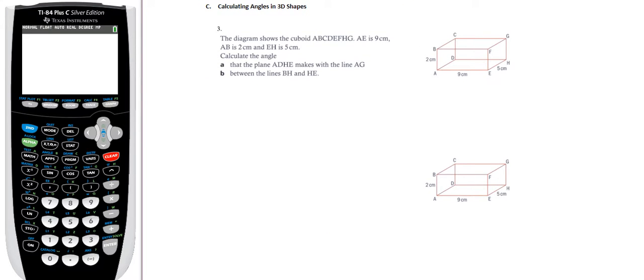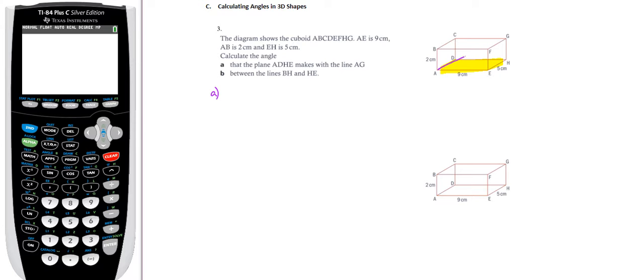So here's the first example, a rectangular prism where you know some dimensions. AE is 9 centimeters, AB is 2 centimeters, and EH is 5 centimeters. So we have a length of 9, a width of 5, and a height of 2. The first thing we're interested in is the angle of the plane ADHE. So again, that's the bottom plane here. We want the angle that that plane makes with AG.